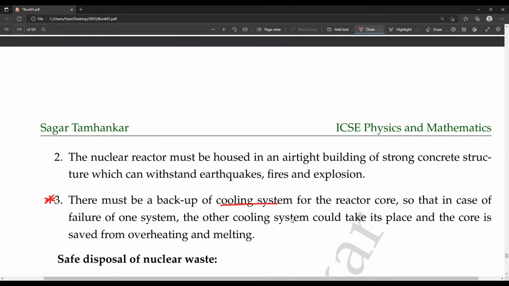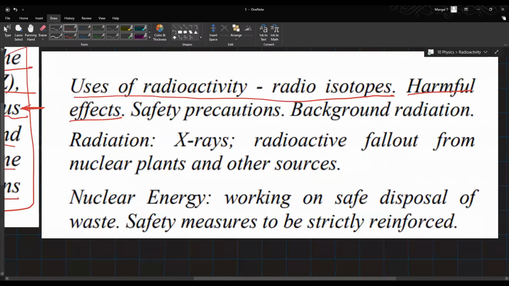It should have a cooling system for the reactor core, so that in case of a tragedy, it can be cooled properly and shut down, and should not create any explosion because of overheating. So again, coming back to that part, these are the safety precautions which are there.